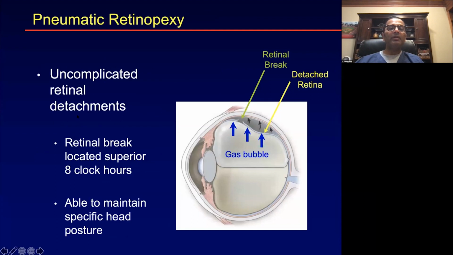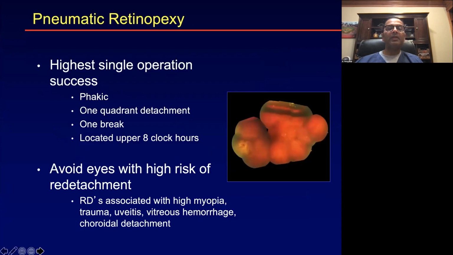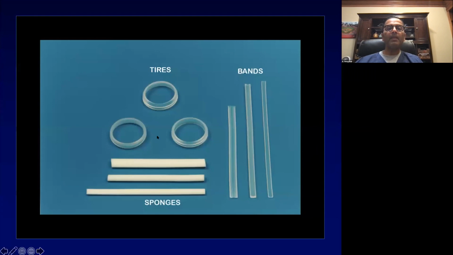So pneumatic retinopexy is for uncomplicated retinal detachments. You have one single break above the horizontal and patients are able to position. Typically the procedure is done with retinopexy, either cryo or laser, typically cryo, and then a gas injection of either C3F8 or SF6. The highest single operation success rate is in phakic eyes, 1 quadrant detachment, 1 break in the upper 8 hours. We avoid eyes with a high risk of redetachment, obviously. These are the different things that we use: tires, bands, and sponges.